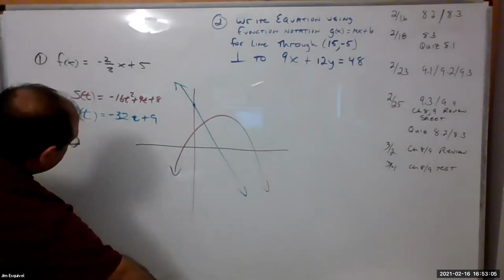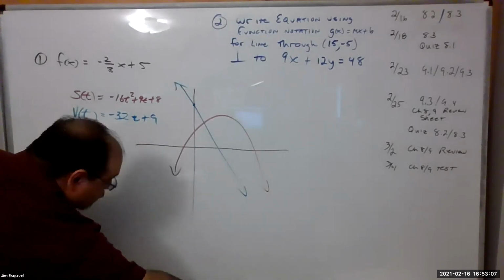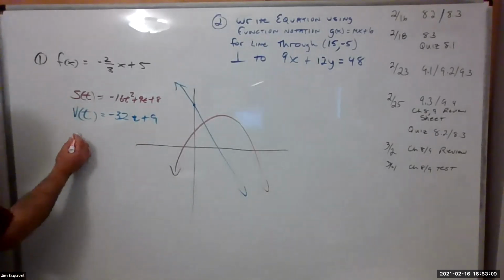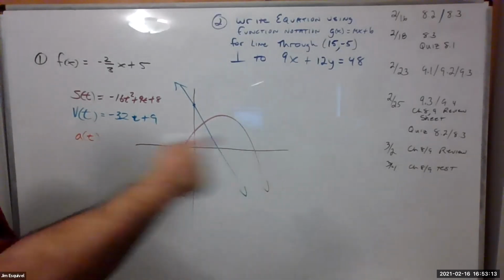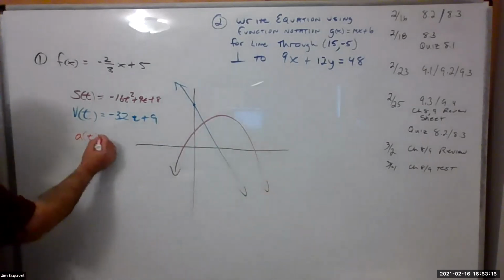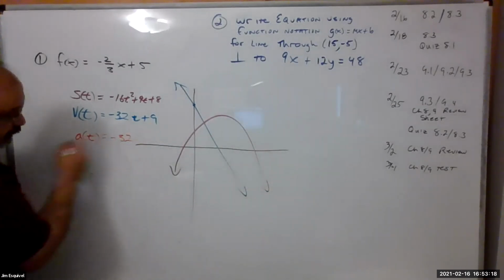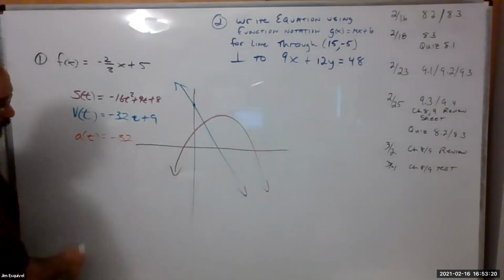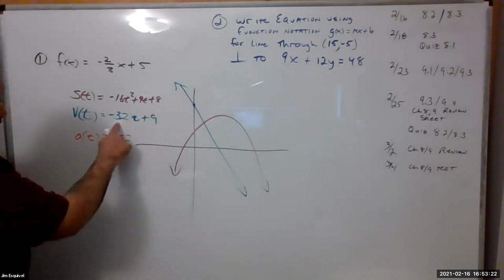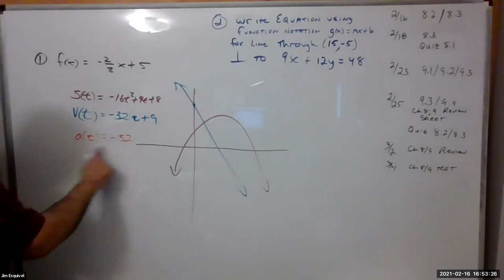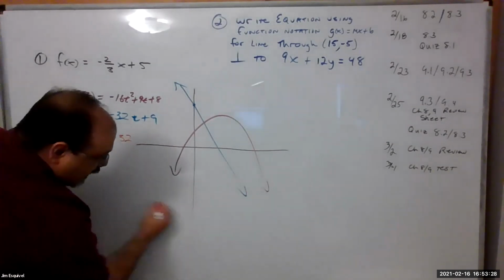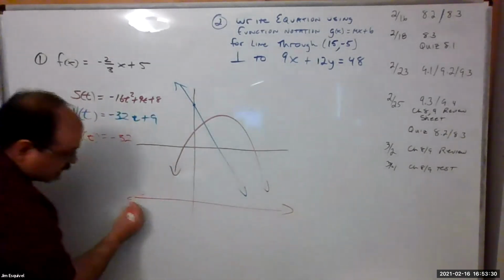And the acceleration of the function, the acceleration a of t, how fast is its velocity changing with respect to time, would be negative 32 feet per second squared. This is in feet, this is in feet per second, this would be in feet per second squared. So the acceleration of the object would be negative 32, and it's a constant.